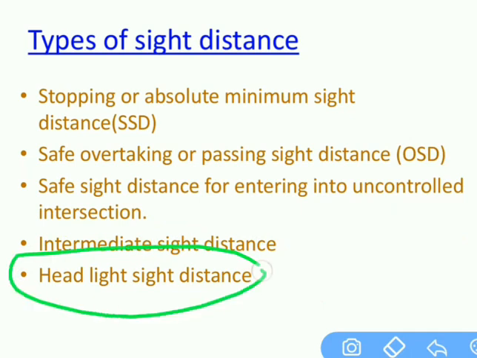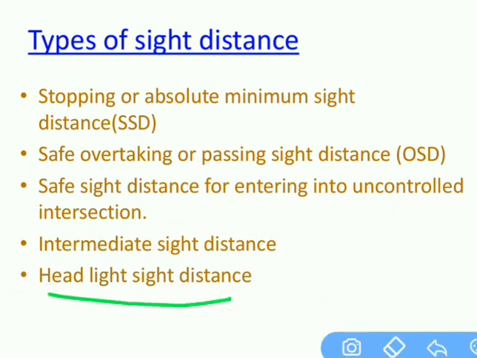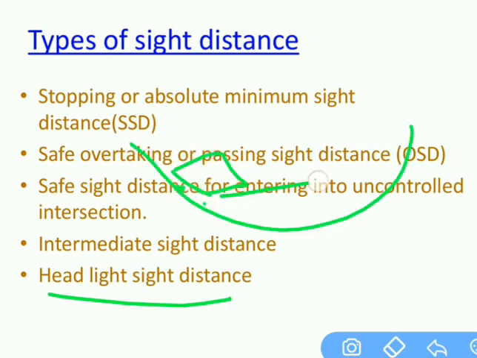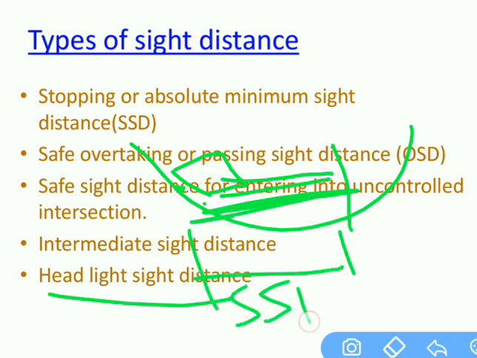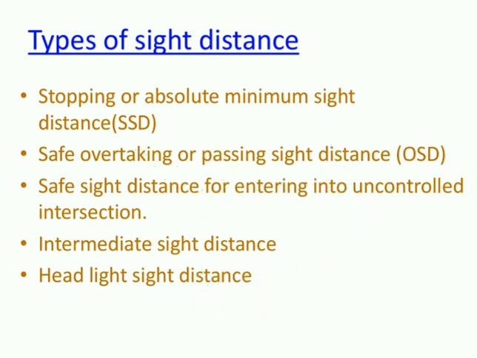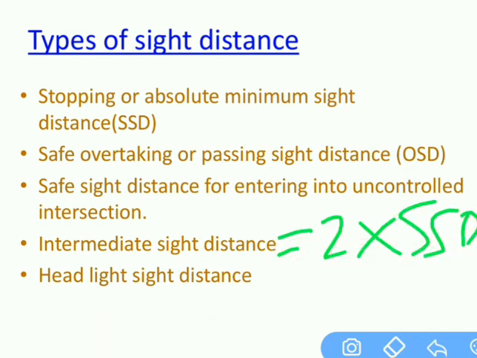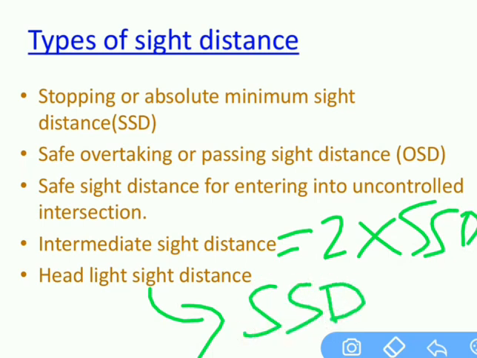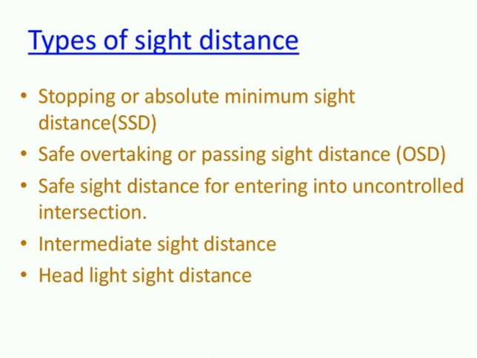Another one is headlight sight distance. What is the headlight sight distance? For example, in the night, this is my vehicle. How much distance the headlight goes, that distance is always equal to SSD, stopping sight distance. So ISD is 2 times of SSD, and headlight sight distance we are directly taking as SSD, stopping sight distance.